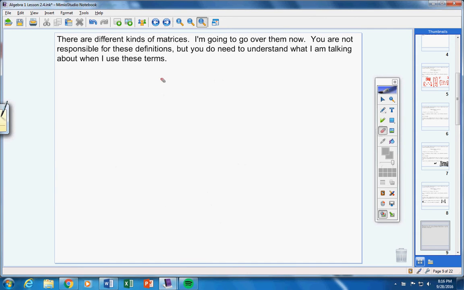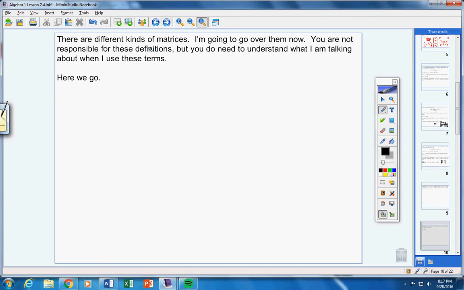There are different kinds of matrices. I'm going to go over them now, and I'm going to go kind of fast, so you have to pause the video if you need to, okay? You are not responsible for these definitions. Let me say that again. You are not responsible for these definitions. In other words, I'm not going to ask you to quote these. But you do need to understand what I'm talking about when I use these terms, okay?